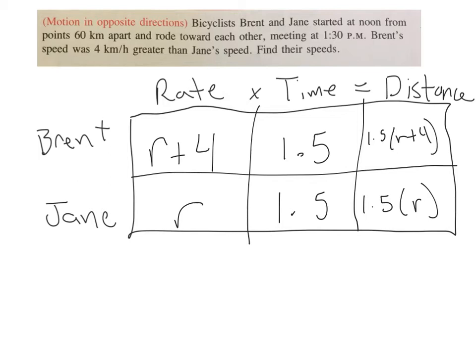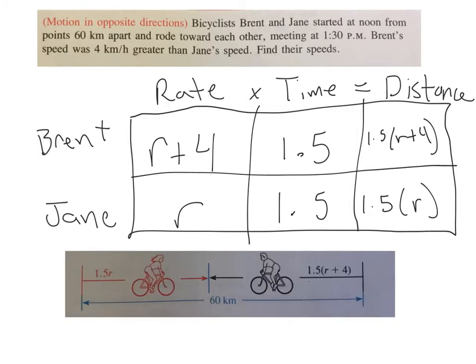Now we've got our table filled out, but the point is figuring out, okay, how does this all relate? How does this all go together? And this is this issue of motion in opposite directions. This is the thing we want to think about. So what I like to do is draw a picture. And rather than expose you to my own drawing, let me see if I can bring a picture in here that might help. There. Here we've got Jane and we've got Brent, and they're bicycling towards each other.